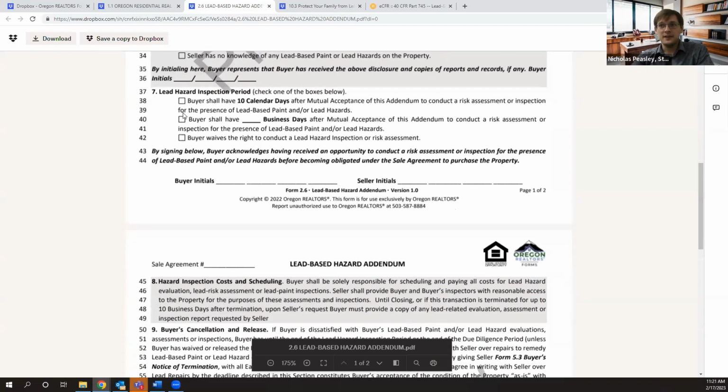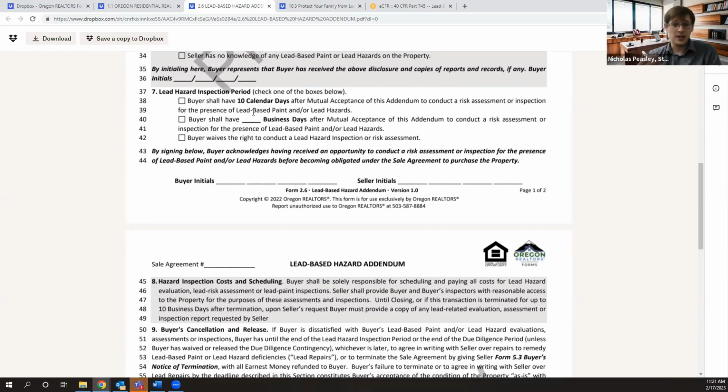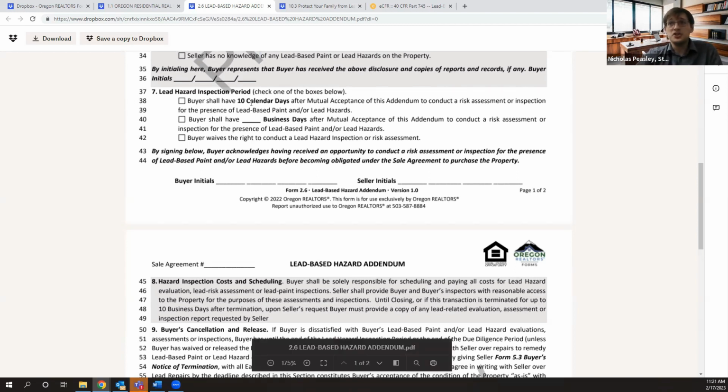Lastly, you've got these areas here for the lead hazard inspection. This is the kind of meat and potatoes of this lead hazard document. So the lead hazard inspection, you have 3 options here. You can check to take 10 calendar days. Why is it calendar days as a default? That's because that's what the federal law gave us. It's obnoxious. We wish this wasn't the case.